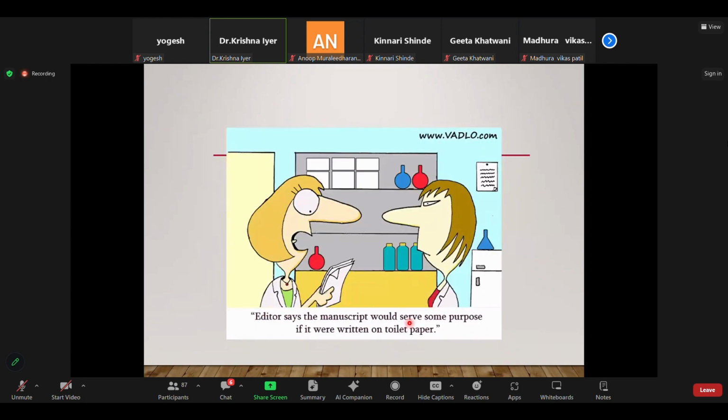And make sure you write your paper correctly. Otherwise, you don't want this type of comment from an editor saying that your manuscript would serve some other good purpose if it was written on toilet paper. This can happen. Some reviewers are very, very harsh if you don't write the paper correctly. So sometimes you have to brace yourself for that. So make sure you don't give them a chance to do that.